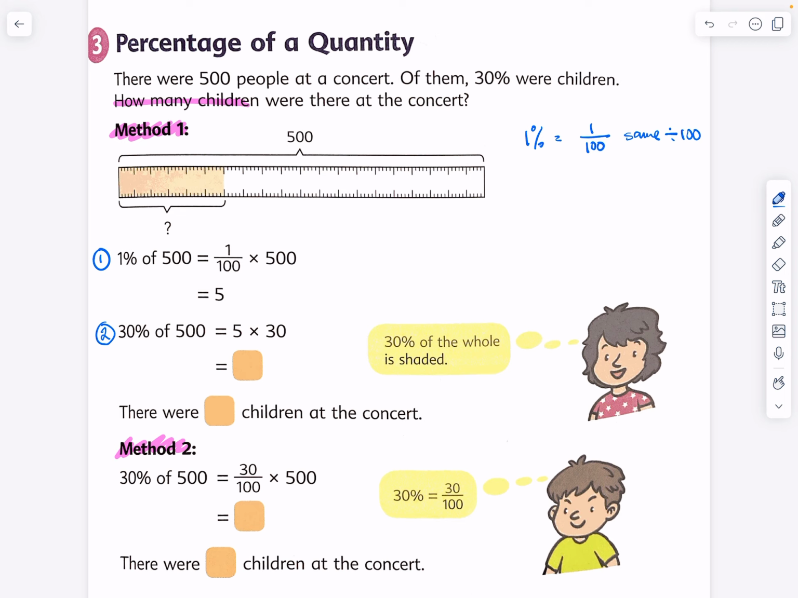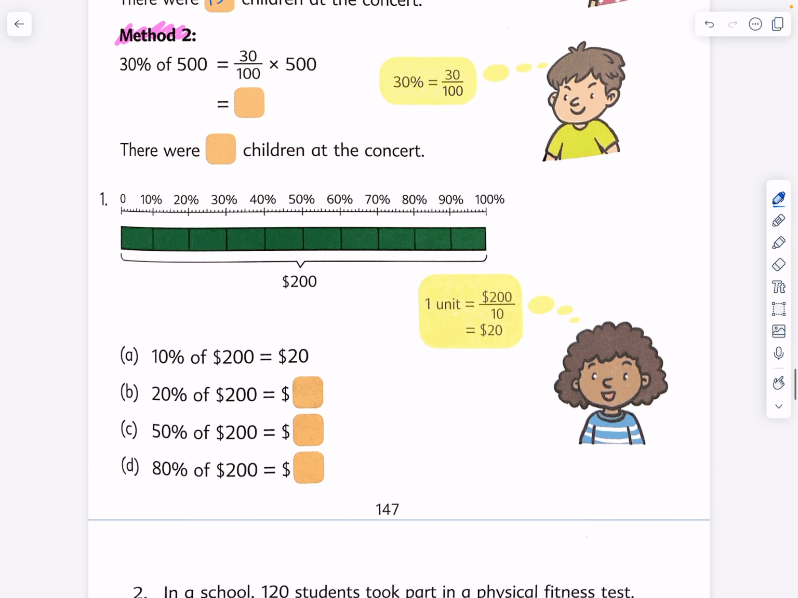So let's go ahead. Find 1% of 500. Well, what is 1 out of 100 equal parts of 500? Well, it's 5, right? 500 divided by 100. It's 5 people. 5 people is 1%. Can we find 30%? Of course. 5 times 30, 150 children were at the concert. 150 children. Again, this method first asks you to find 1%. How do we find 1%? Divide into 100 equal parts. Divide by 100. Now let's take a look at method 2.